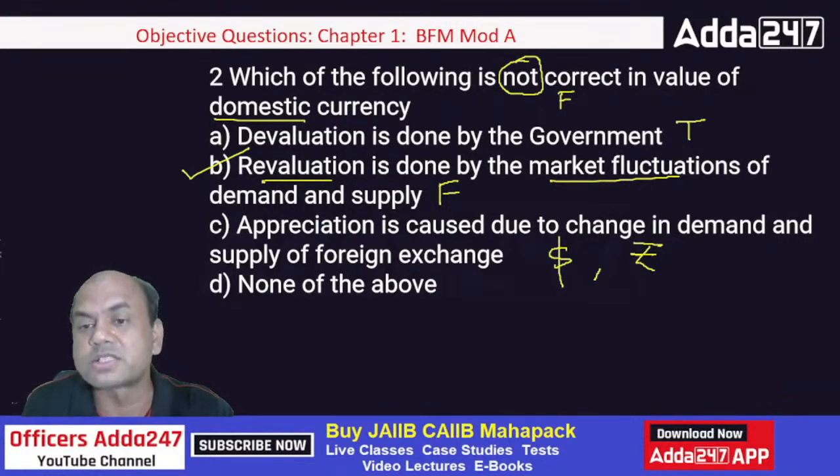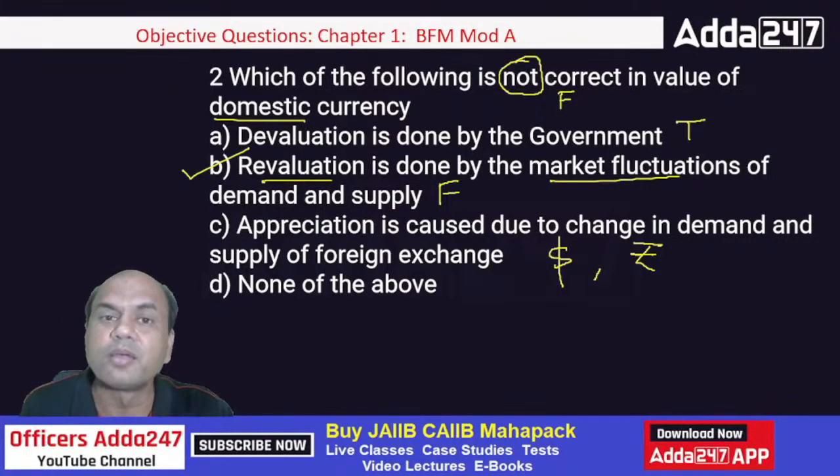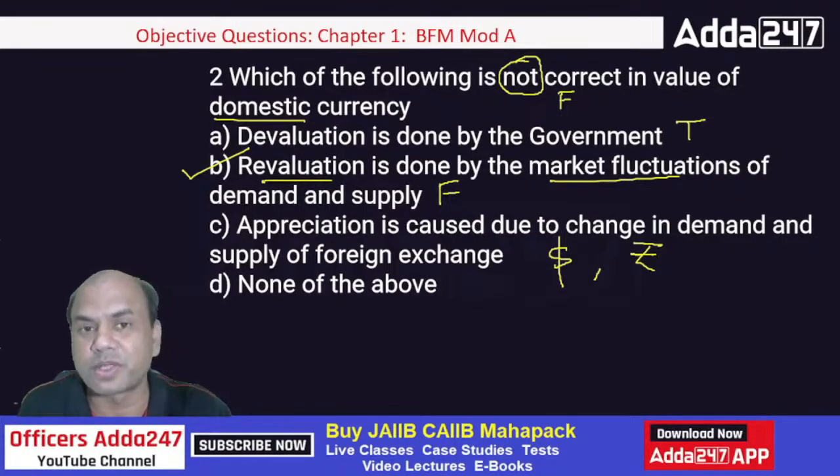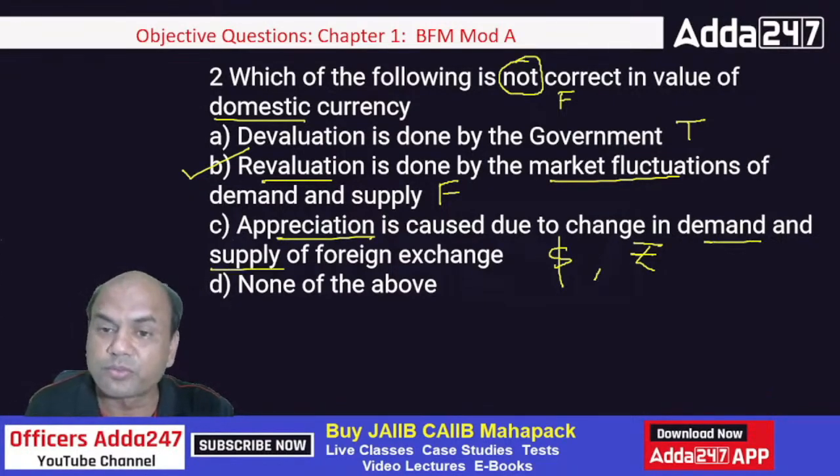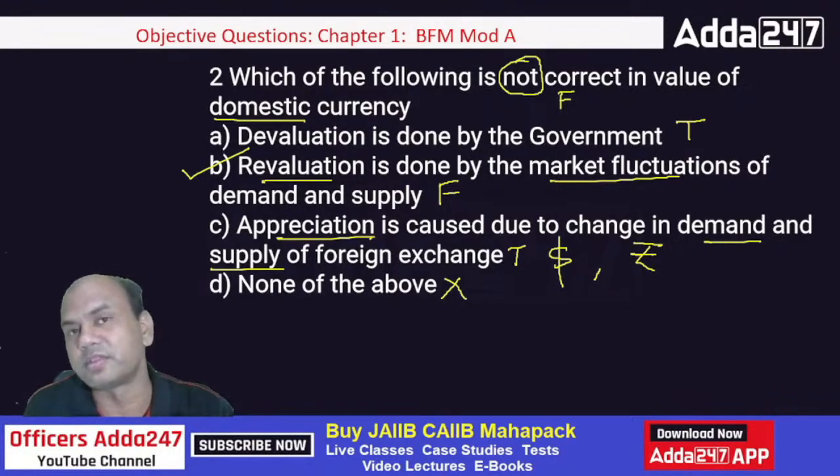Appreciation is caused due to the change in demand and supply of the foreign exchange. Now see here, once you get the answer in exam, don't check this C and D. Once you feel it is correct, you move out to the next question. But here I am showing you because we are in the explanation phase today. So appreciation is caused due to what? Demand and supply, market forces, right? So this is true, but I want false. So this is true, and none of the above. So that is out. So my answer is only B.